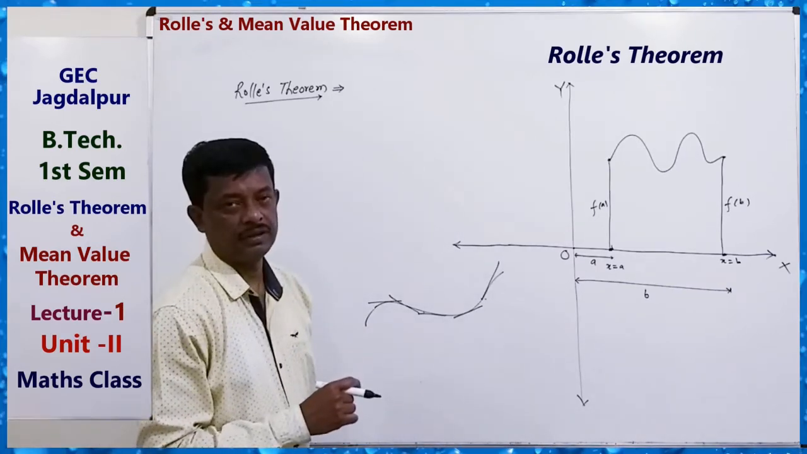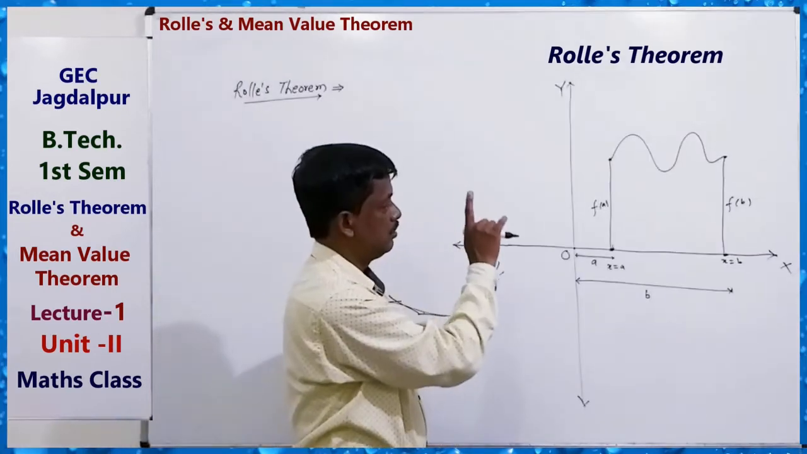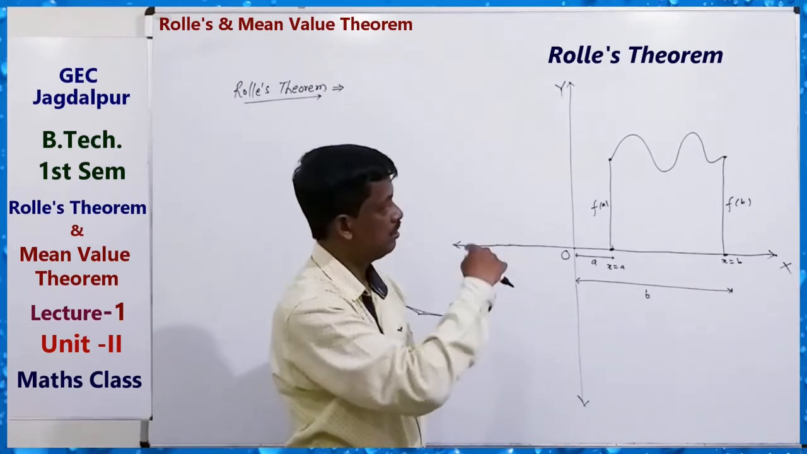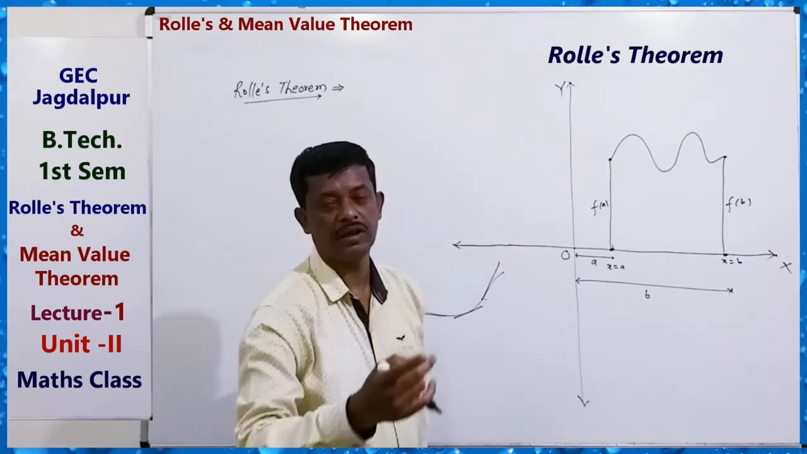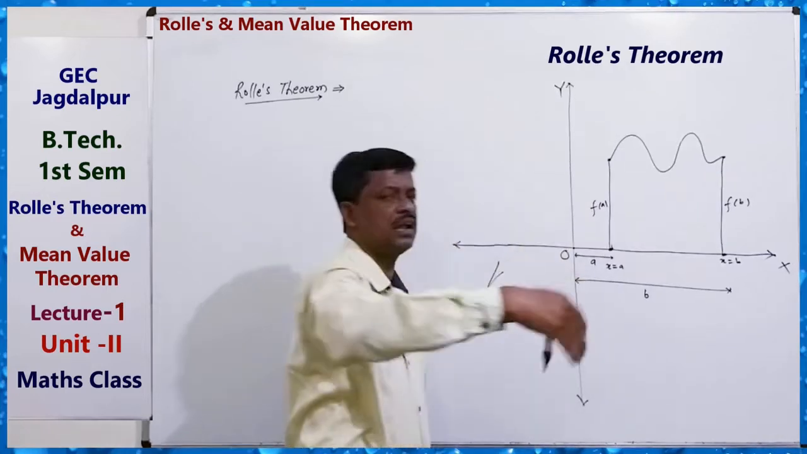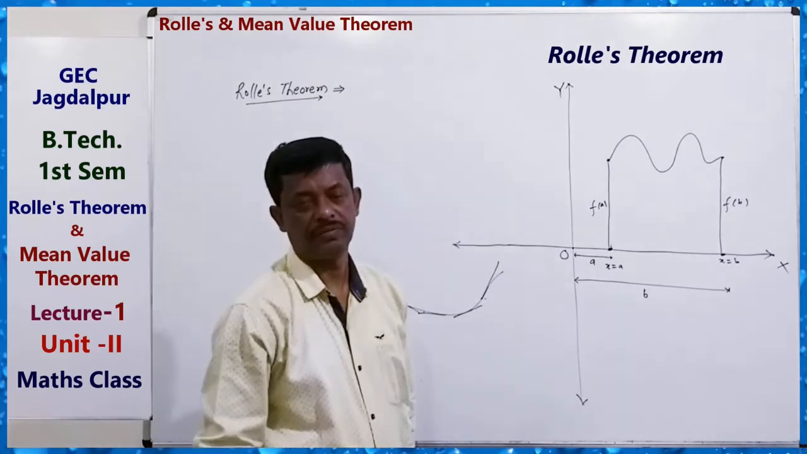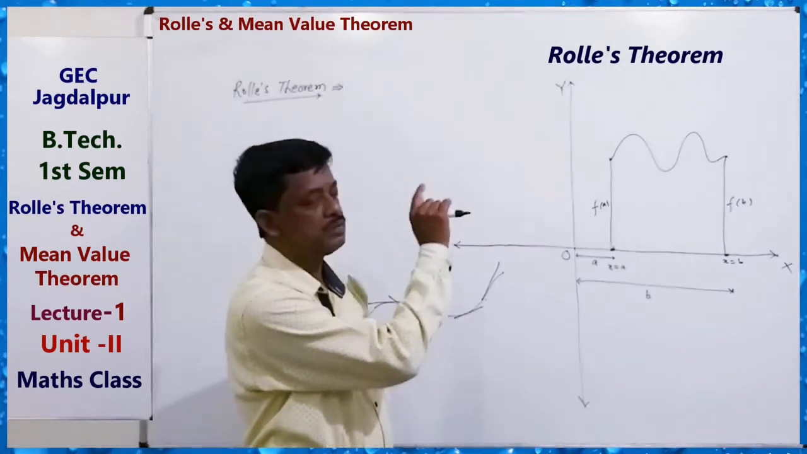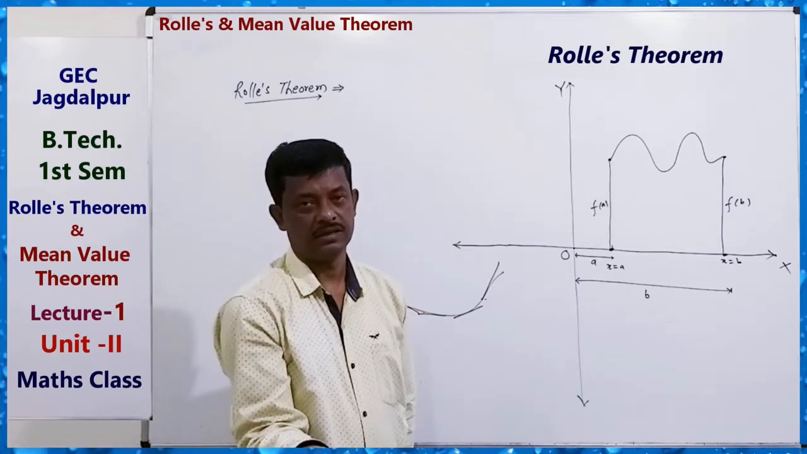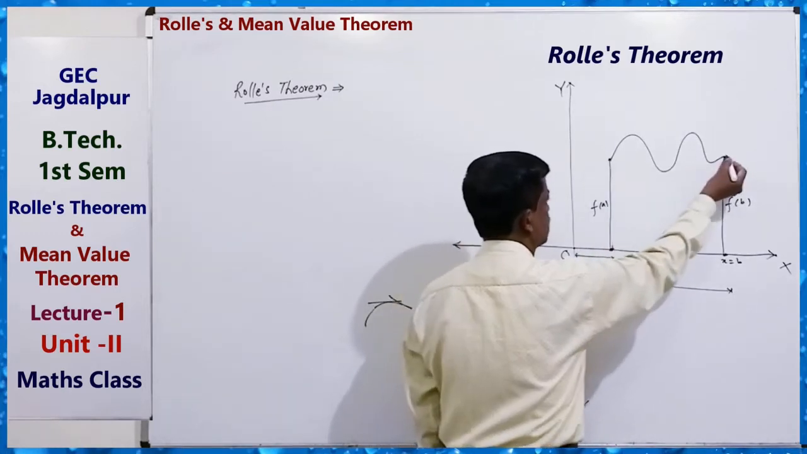So, first condition: if the function is continuous between A and B, then the curve is continuous from x equal to A to x equal to B. Maybe like this, maybe any type of curve, increasing, decreasing, or both. And because the curve is continuous, at each point a tangent will exist. Since f(a) equals f(b), these two values are same.